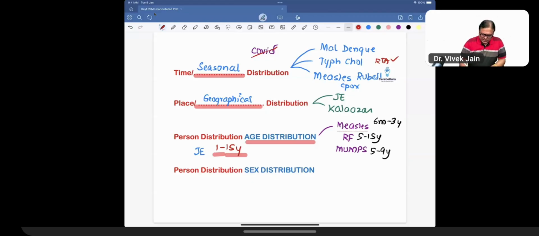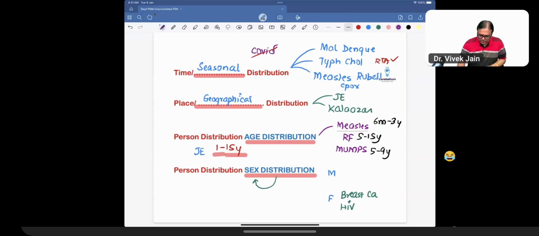Sex distribution. Diseases which are distributed in sexes. Can you tell me which diseases are more common in either male or female? Okay, let's do it in a different way. Can you tell me diseases which are more common in female sex? Okay, breast cancer, HIV. No, we have discussed in class, friends, cervical cancer cannot be a correct answer. Cervical cancer is not more common in females. Cervical cancer is only seen in females. Sex distribution. A disease is distributed in sexes unequally.